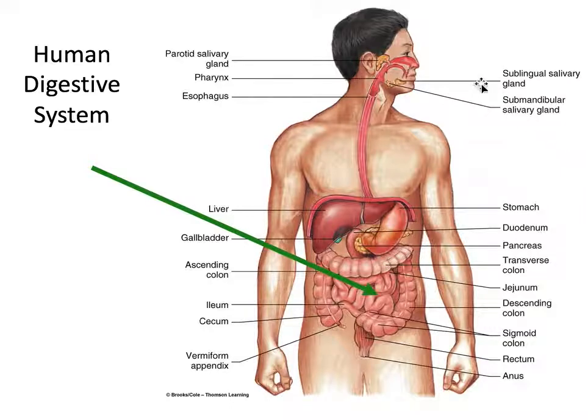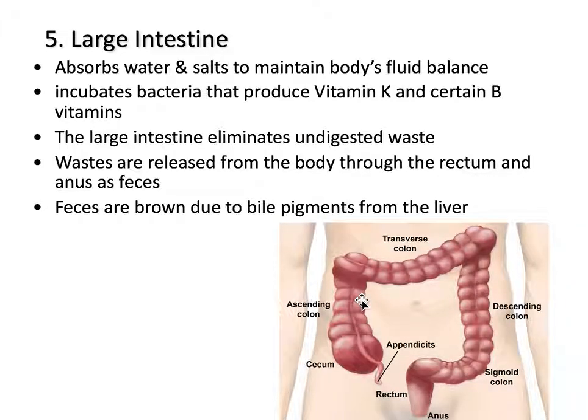Okay, so we have started up here in the mouth, we've moved to the pharynx, we've moved to the esophagus, we've entered the stomach, we went through the small intestine, that's all over here, and next we are going into the large intestine. The large intestine is where water absorption occurs, and water and salt are actually absorbed, and this helps to maintain your body's fluid balance because homeostasis is very important.